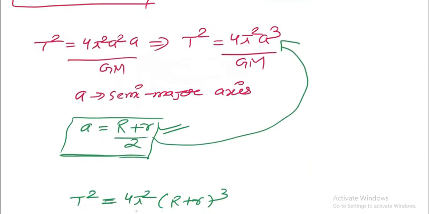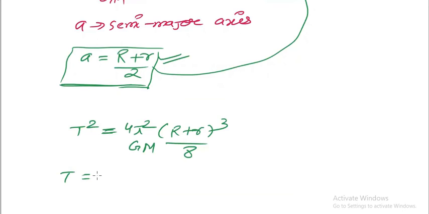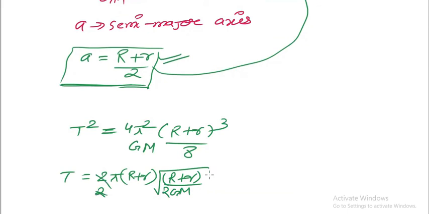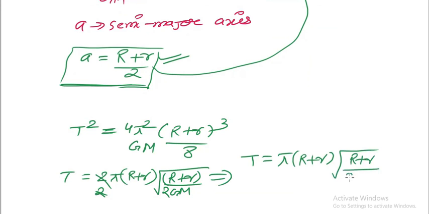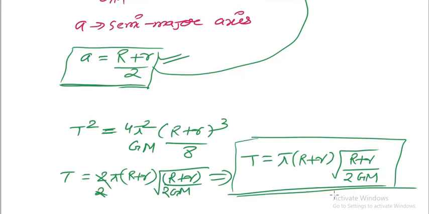This is the answer. Let me take the under root, then it will be 2 pi times (R plus r) upon 2 root 2, and this will cancel out. So the answer will come out to be, that is, the time period of revolution of a planet around the sun in an elliptical path is equal to pi times (R plus r) upon 2 times under root (R plus r) upon 2 GM. So this is basically the required answer.